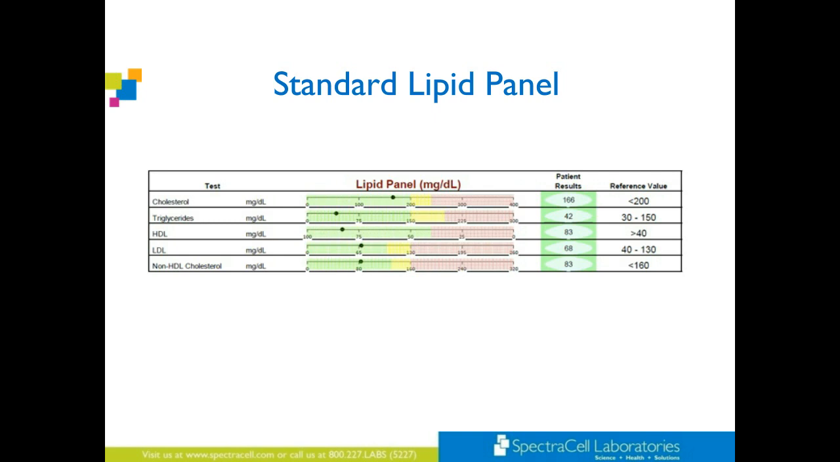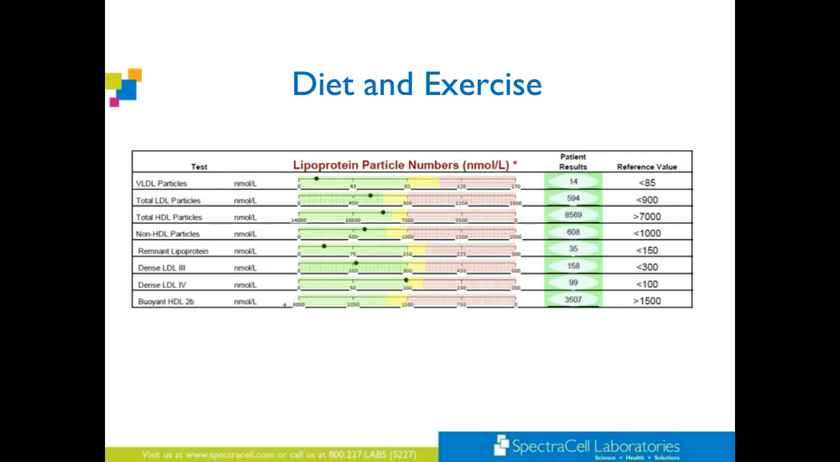Now, some of the panels out there will give you the HDL to LDL ratio, but as you know from the standard panel, you do not get, of course, the particle sizes of the particular lipoproteins. You don't get the breakdown of the LDL, in this case, the LDL3, the LDL4. You don't.